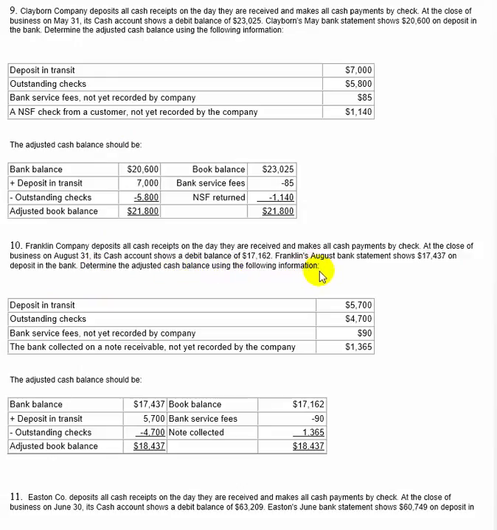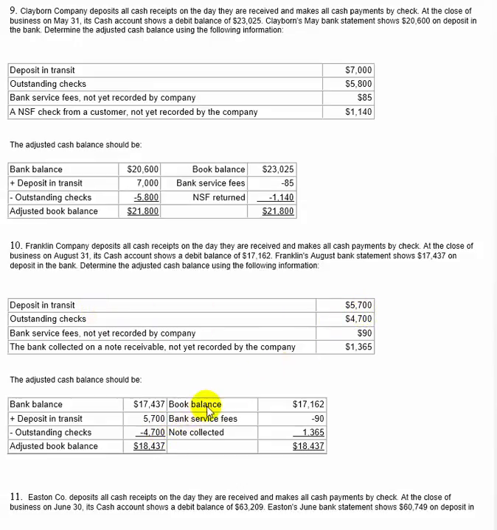Well, we're going to start with the $17,162, which is the balance per books, and we're also going to have the bank side of $17,437. That's going to come over here. Then we're going to look at deposits in transit. That's something the bank doesn't know anything about, so we're going to add those. Also outstanding checks, the bank doesn't know about those, so we're going to subtract those.